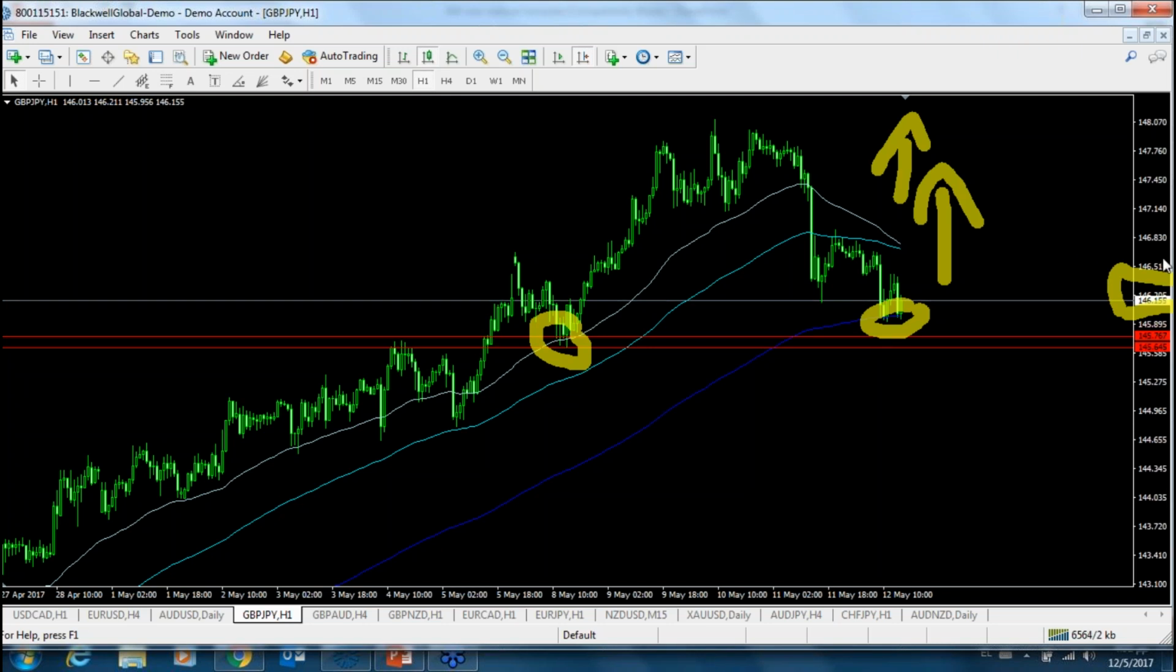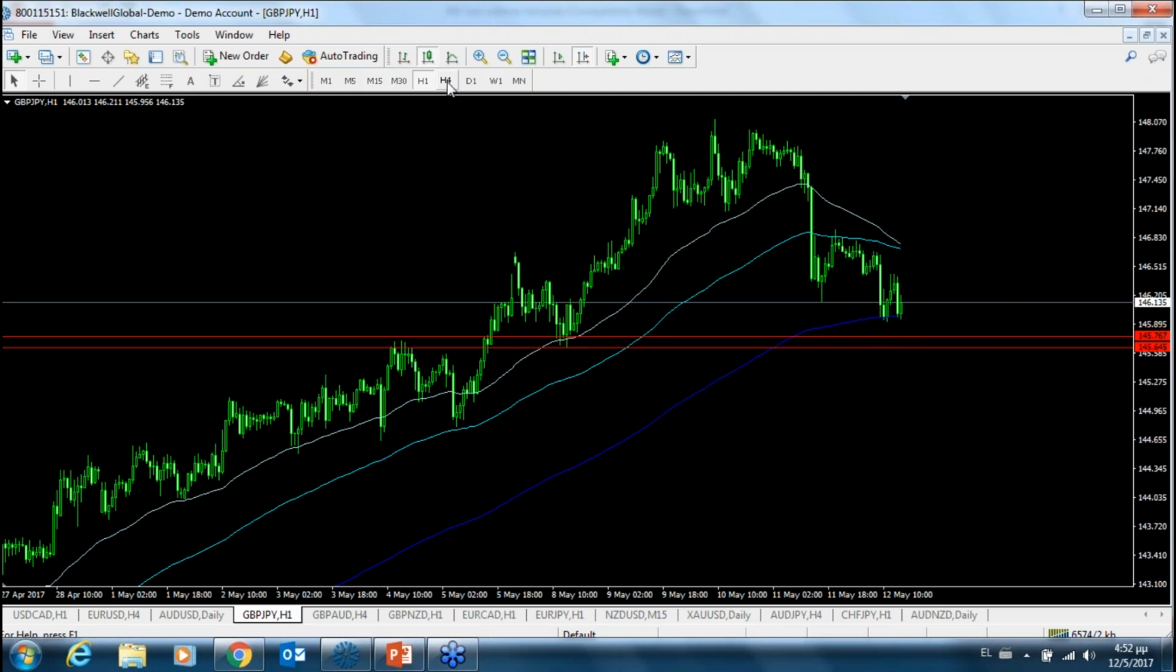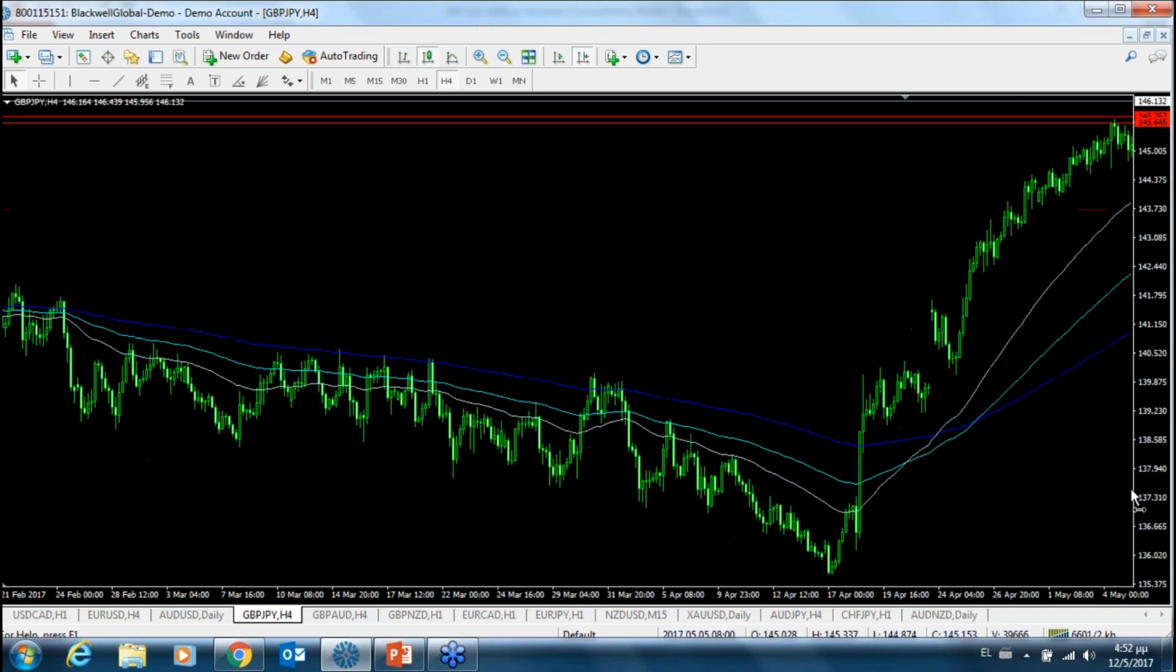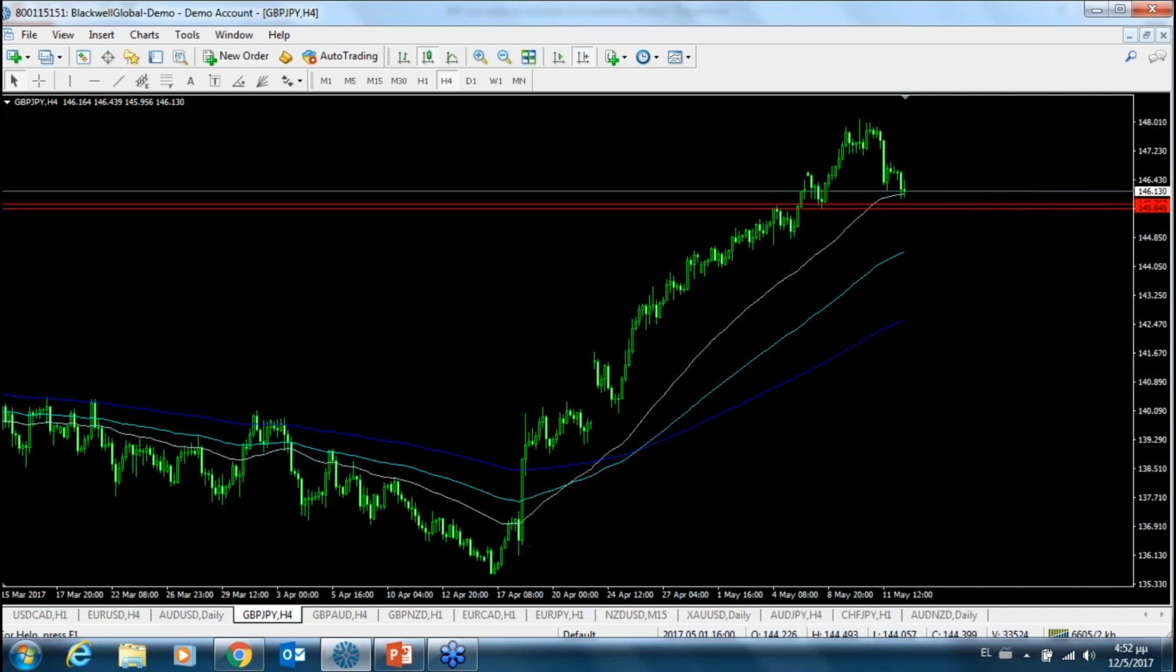Okay, so now let's move on to the 4 hour chart and look at trend once more and see what's going on in the 4 hour chart. Now here on the 4 hour chart, you've got that indication again. It's weakening, it's finding a support there at the 50 moving average this time. So yes, it looks like it's got some potential to the upside as well.